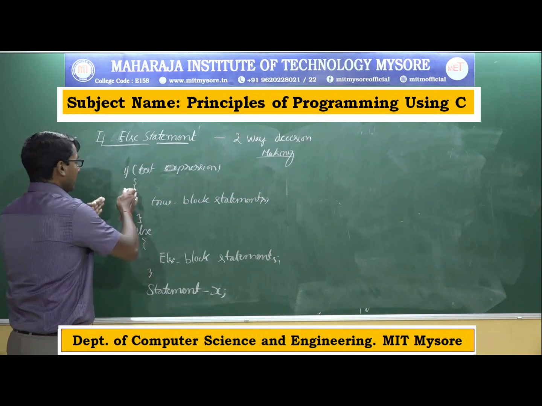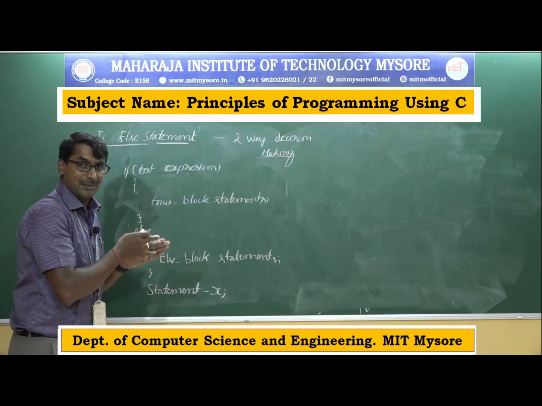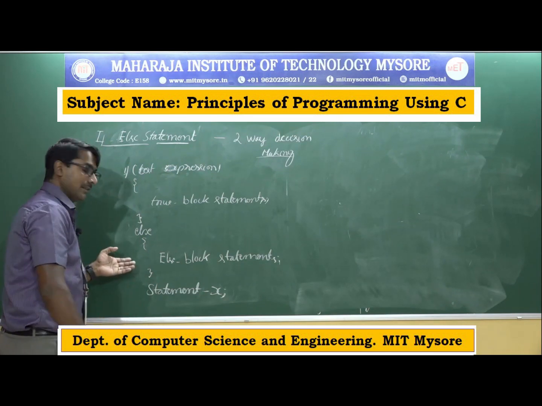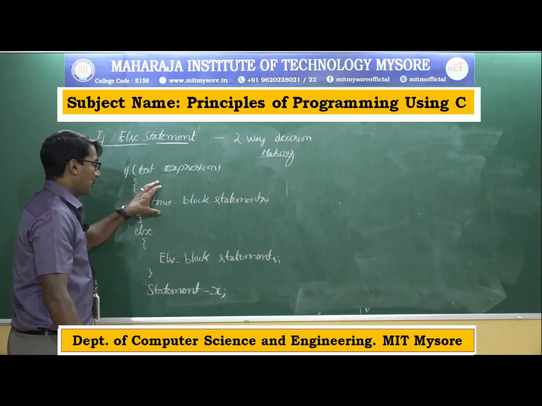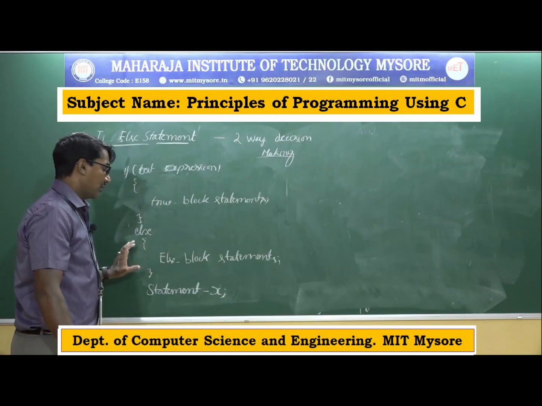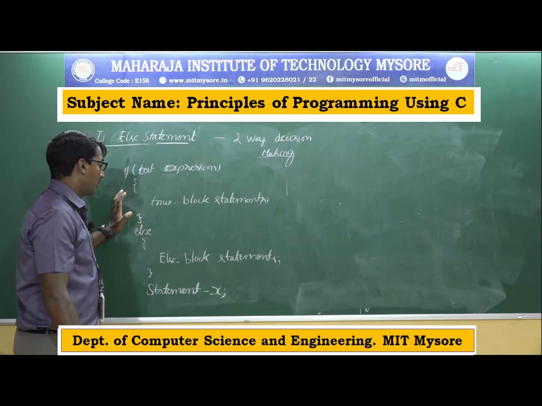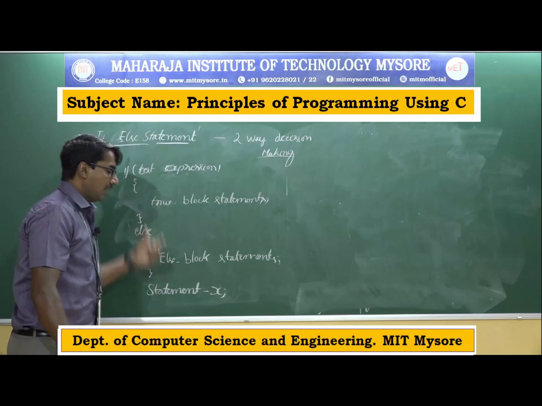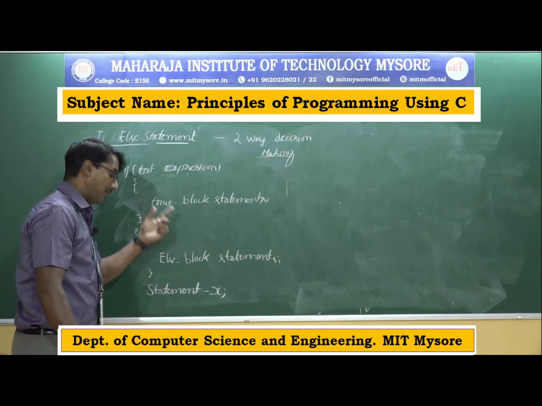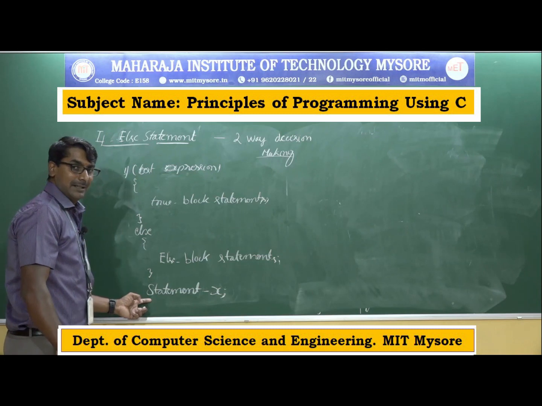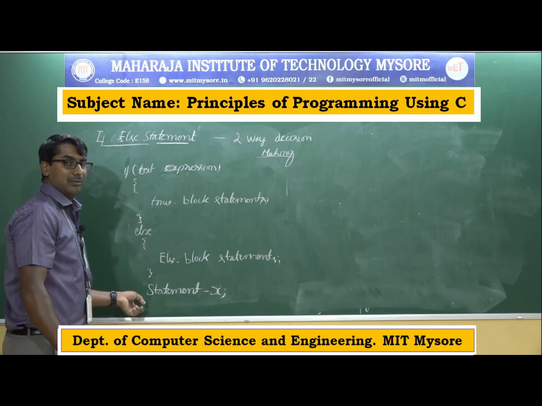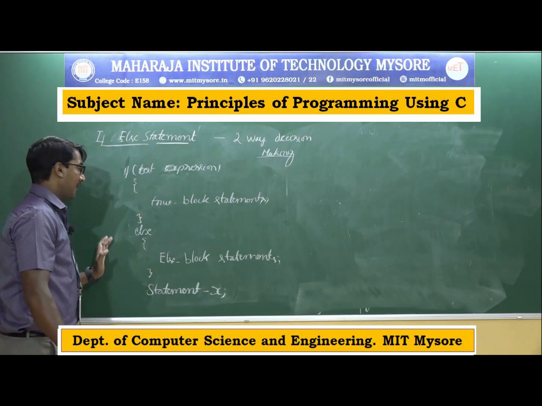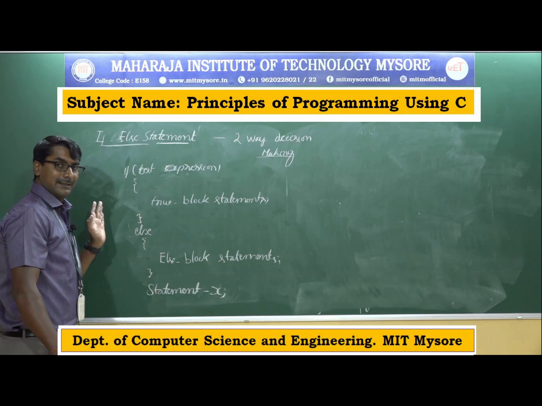That is why this statement is called a two-way decision statement, because it has two options. One option is the true block, another one is the else block. If the condition is true, the true block will be executed and the else block will be skipped. If the condition is false, the true block will be skipped and the else block will be executed. If either one executes, immediately statement X will be executed. This is the general syntax of the if-else statement.